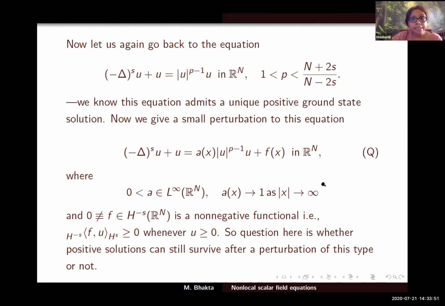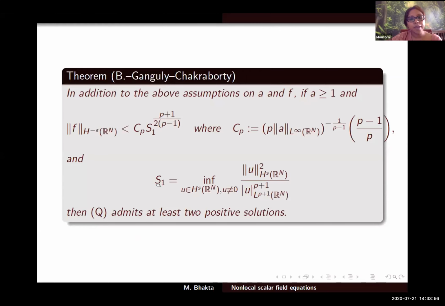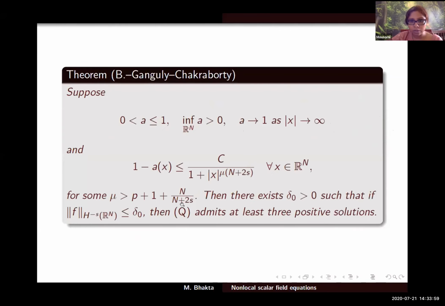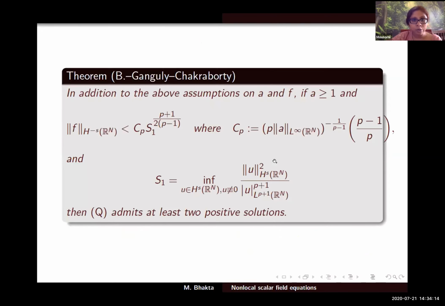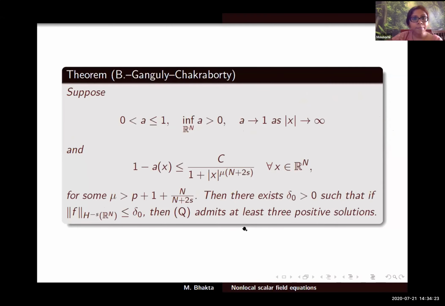With this assumption, additionally, suppose we assume that A is greater than or equal to 1, then we prove that this equation admits two positive solutions. We get multiplicity, at least two positive solutions, when the dual space norm of f is sufficiently small, and we give exactly how small it is. So you see that if this dual space norm is less than this, then the equation admits at least two positive solutions.